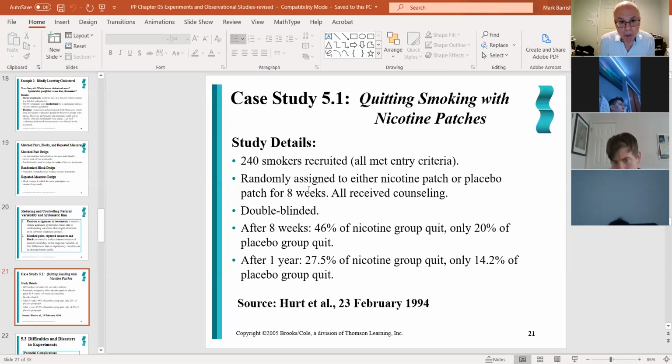And since this was a double-blinded experiment, and we were controlling for other types of variables, we could be pretty confident to say that nicotine patches help people quit smoking. That's really the result of this experiment. There's a cause and effect relationship that we can actually talk about.